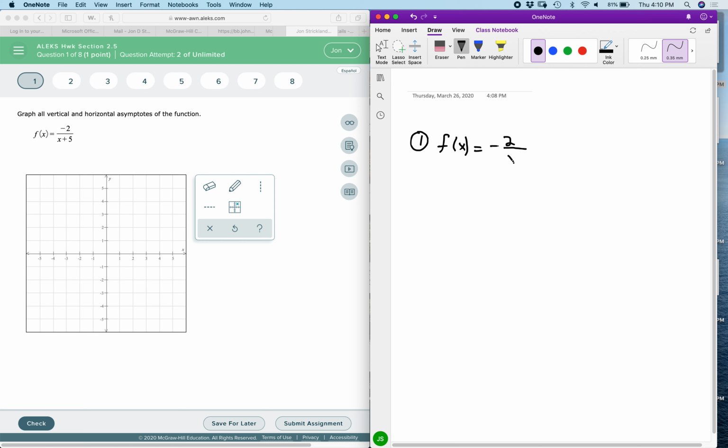we have negative 2 over x plus 5, and this function is already in simplest form. For the domain, technically x plus 5 cannot be 0 for the function to be defined, so x cannot be equal to negative 5. The factor from which negative 5 originates comes from the denominator, which is x plus 5.